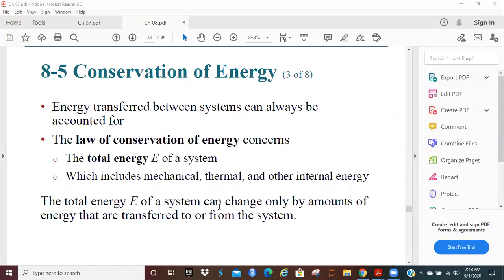Energy transferred between systems can always be accounted for. The law of conservation of energy concerns the total energy of a system. That's going to include all different forms of energy, be it mechanical, thermal, or other types of internal energy, perhaps rotation, something of that sort. It can only change by amounts of energy that are transferred to or from the system. That's why we call it the law of conservation of energy.